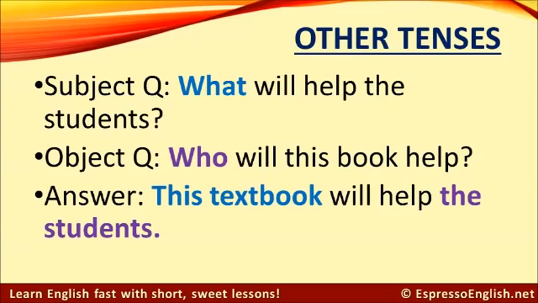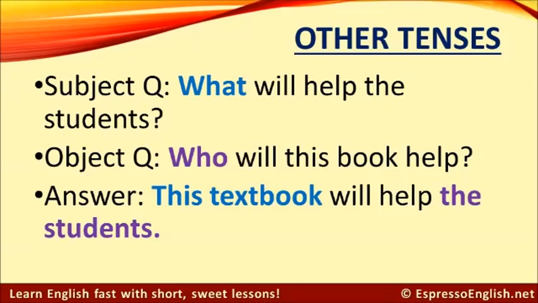In the future, the auxiliary verb is will, and we use it in both subject and object questions. For example, this textbook will help the students. The subject is this textbook, and the object is the students.